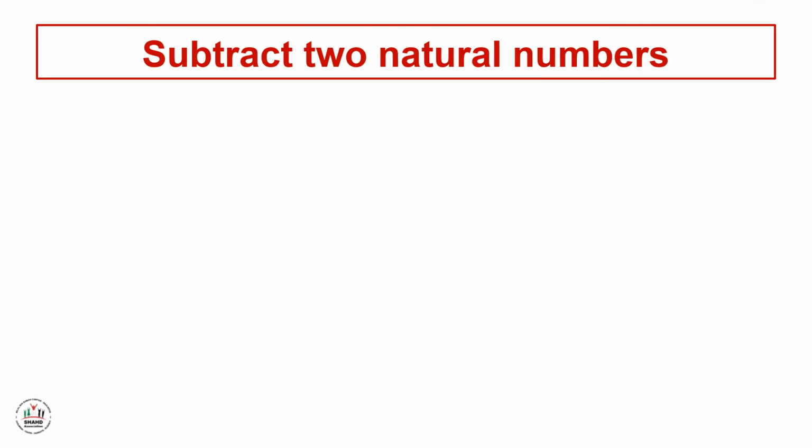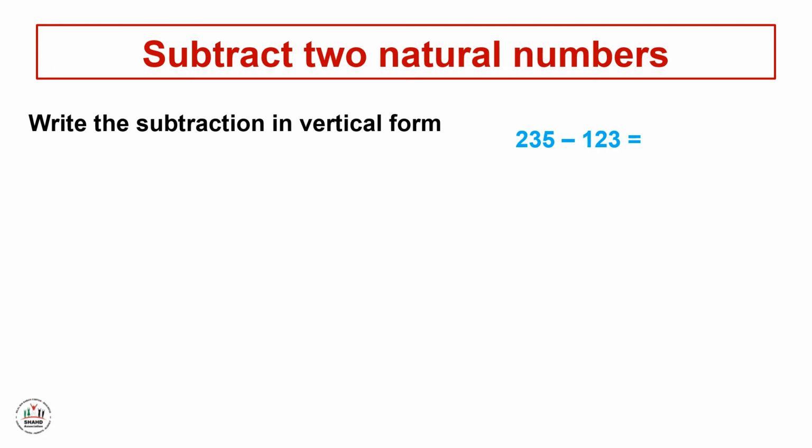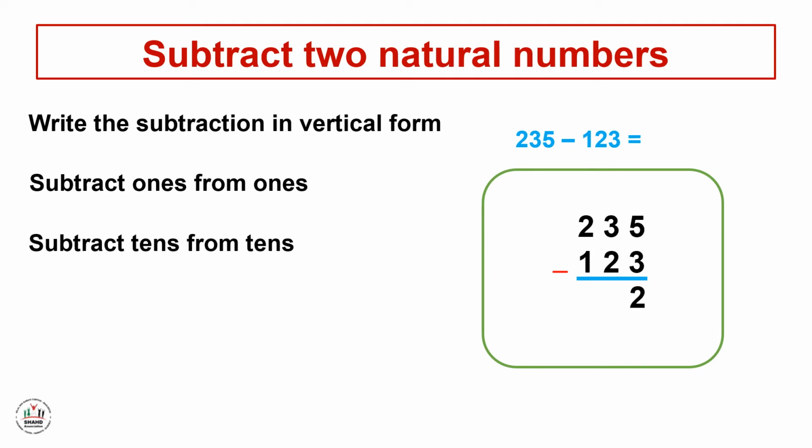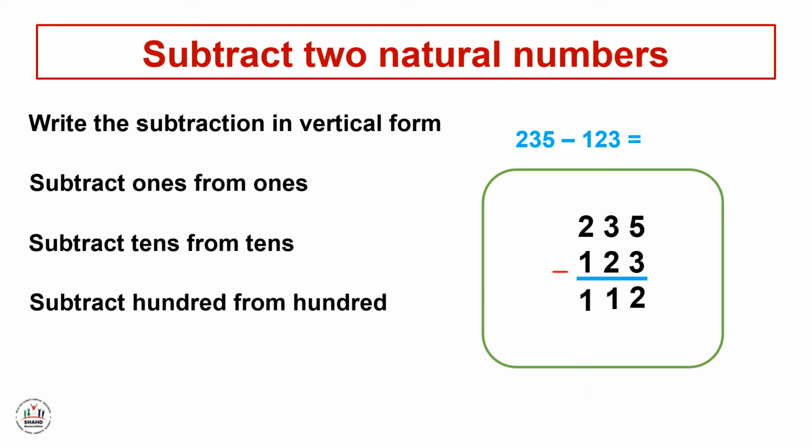To subtract two natural numbers, for example, 235 minus 123, the first step, write the subtraction in vertical form, for example, like this. Then subtract ones from ones. In the first number, the ones is 5, and in the second number we have 3 ones. So 5 minus 3 is equal to 2. Then subtract tens from tens. 3 minus 2 is equal to 1. Then subtract hundreds from hundreds. 2 minus 1 is equal to 1. And then the final result. So 235 minus 123 is equal to 112.